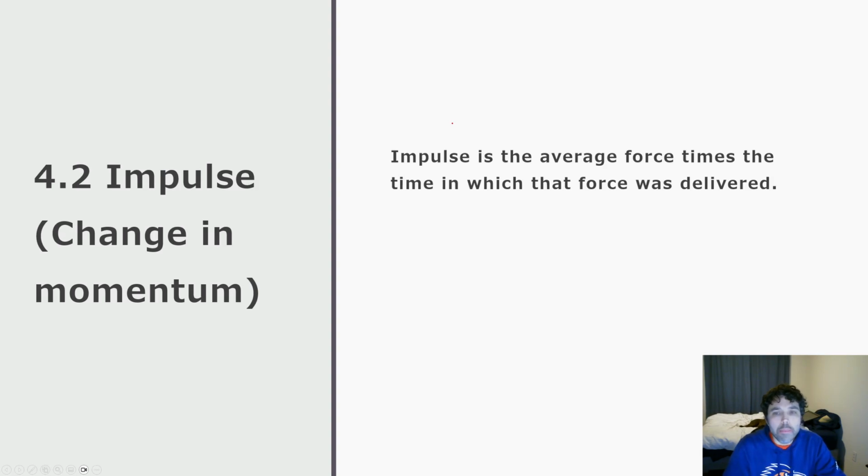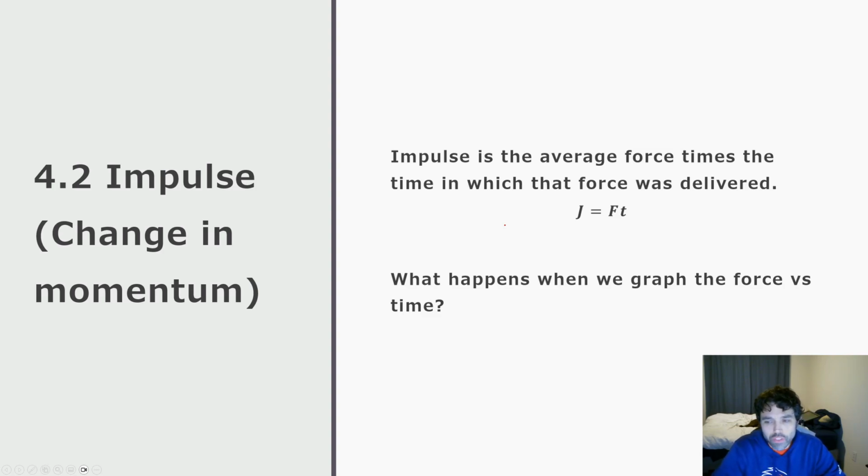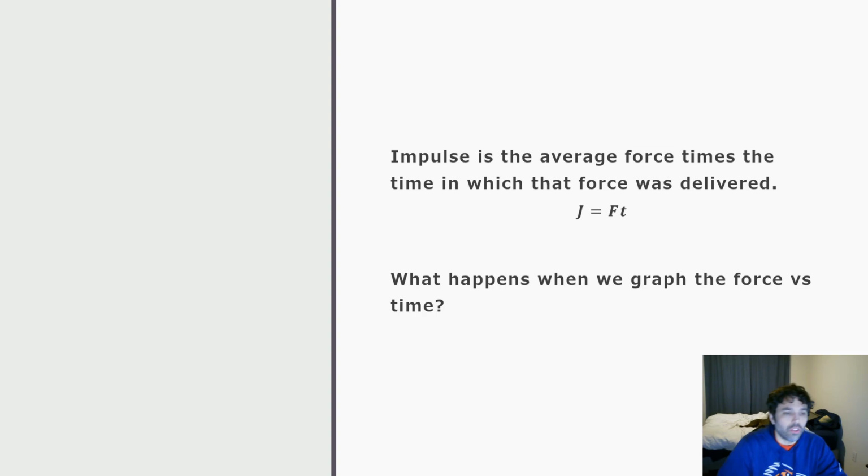Okay, impulse is the average force times the time in which that force is delivered. So we already said this. So J equals Ft. All right. I forgot I put it in there. Okay, what happens when we graph the force? Let's talk about the graphs now. So, time to graph. What happens when we graph the force versus time? All right, so over here, we're going to graph force versus time.